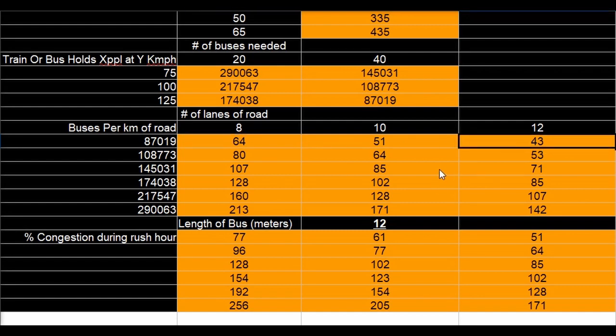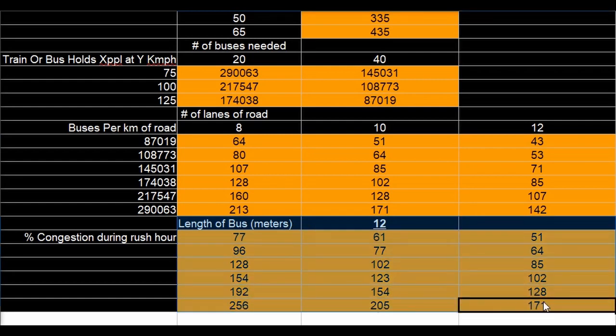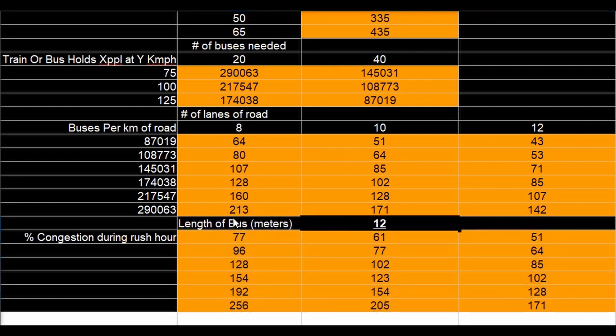See this? Now we have our length of bus, the final area here. Our length of a bus is 12 meters. Just look this up. We can calculate our percent congestion. This is during rush hour. So if we have 4 lanes on each side and all of the buses are all filled up, our best case scenario is 77% congestion. So 3/4 of every single lane of road on 4 lanes on each side are all buses that are all full, because this is the best case scenario.